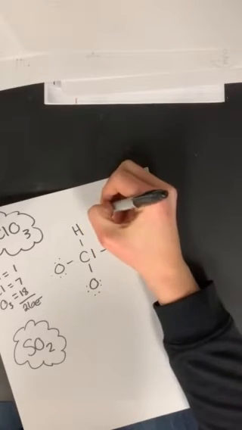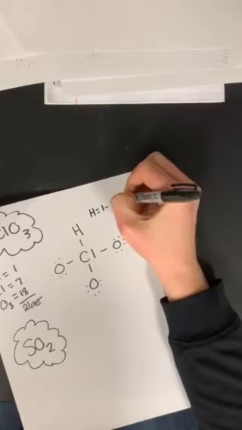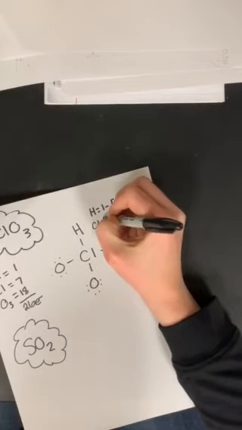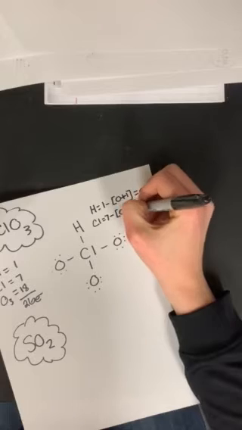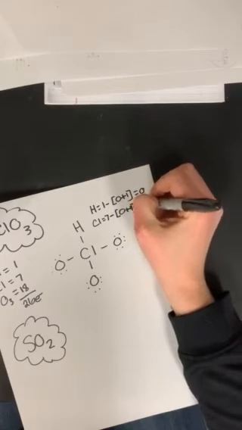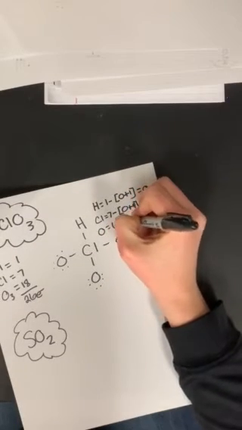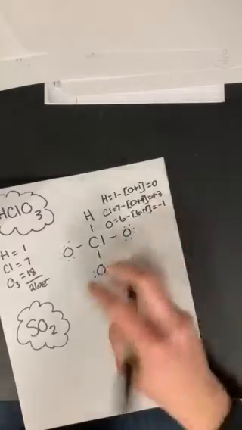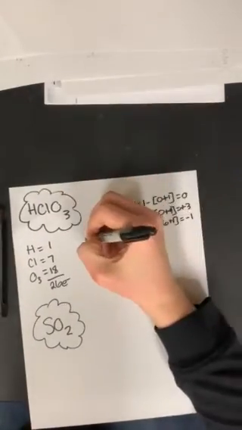Hydrogen, 1 valence electron, subtract out dots, no dots, add in the number of bonds, so 1 minus 1 is 0. Hydrogen's charge is 0. Chlorine, 7 valence, 0 dots, 4 bonds, 7 minus 4 is plus 3. Oxygen, 6 valence, 6 dots, 1 bond, negative 1. So chlorine is plus 3. Each oxygen is negative 1.